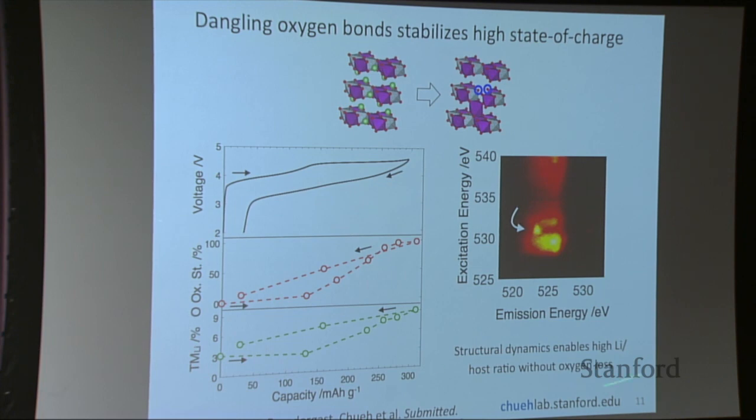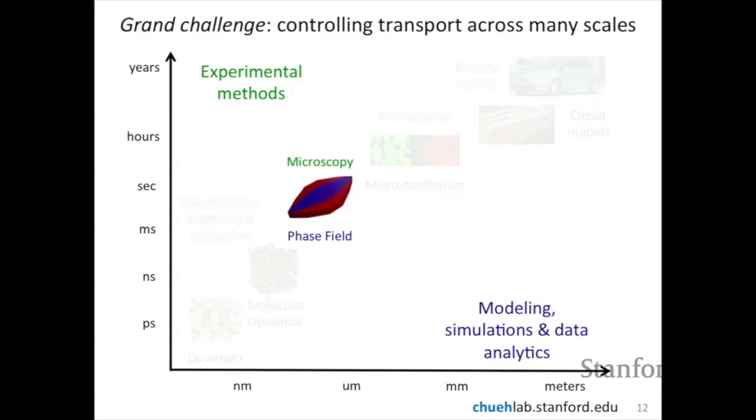So the lesson here is that the structure dynamics, this ability for the transition metal to move around and replace the lithium site, can enable you to have a very high lithium to host ratio without the oxygen loss. So this was a really nice story around how atomistic level understanding can help you engineer higher capacity, more stable batteries. So now let's move up the length scale.